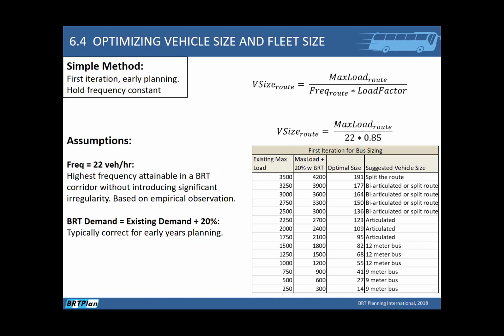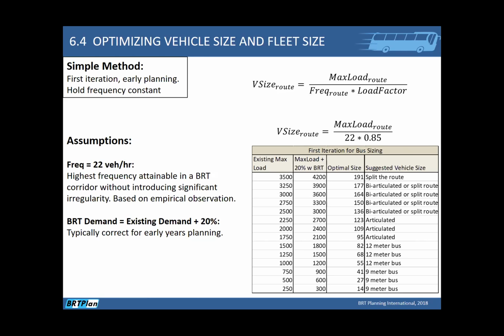So if you start with that, you can then take the maximum load on your critical link and use this table that we provided here. And we say, okay, normally once you build a BRT system, you're going to get about a 20% bump on demand. And all of this is just for planning purposes. So let's say currently you have 2,000 passengers as your maximum load on the critical link. You assume you're going to get a few extras with a BRT, maybe 2,400. If you simply divide that by 22, then the optimal bus size is going to be 109.